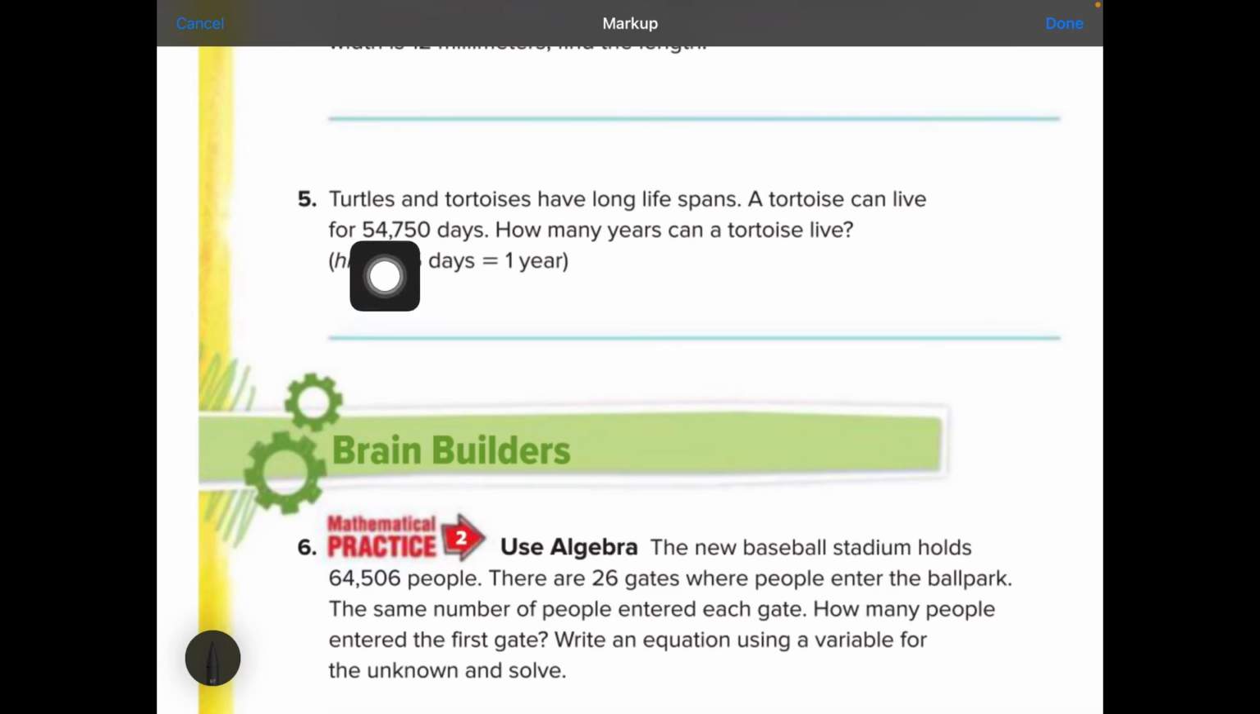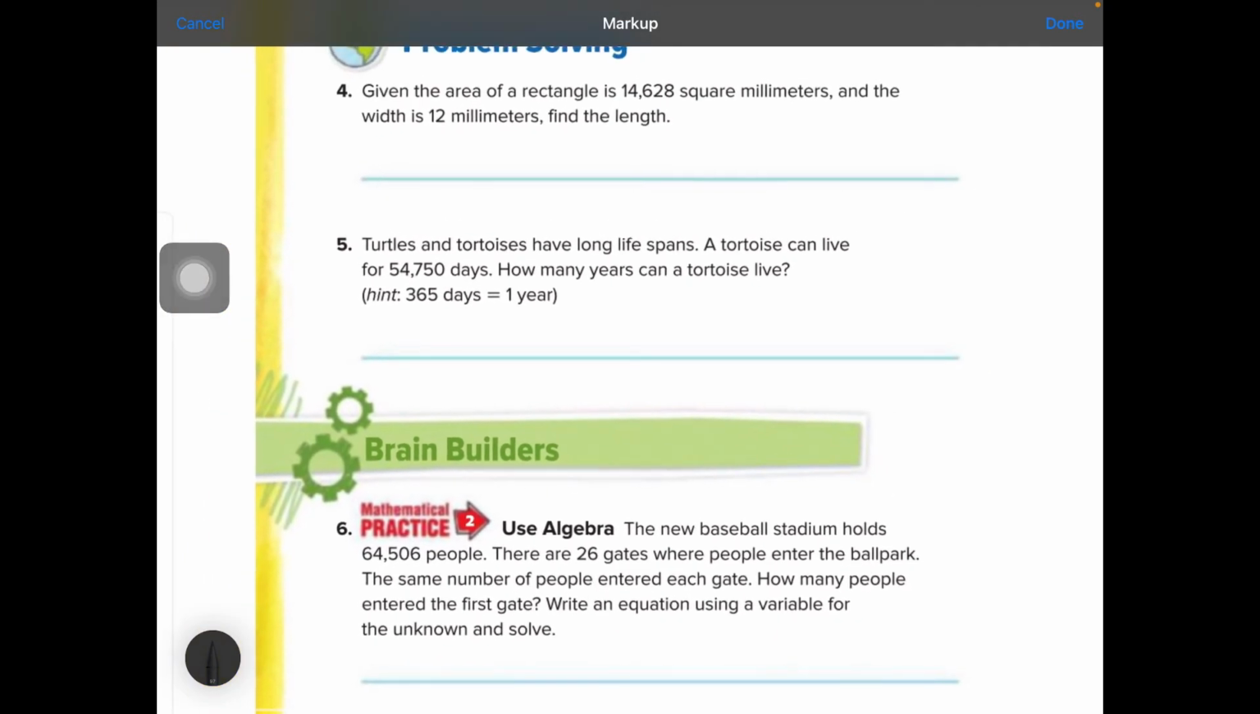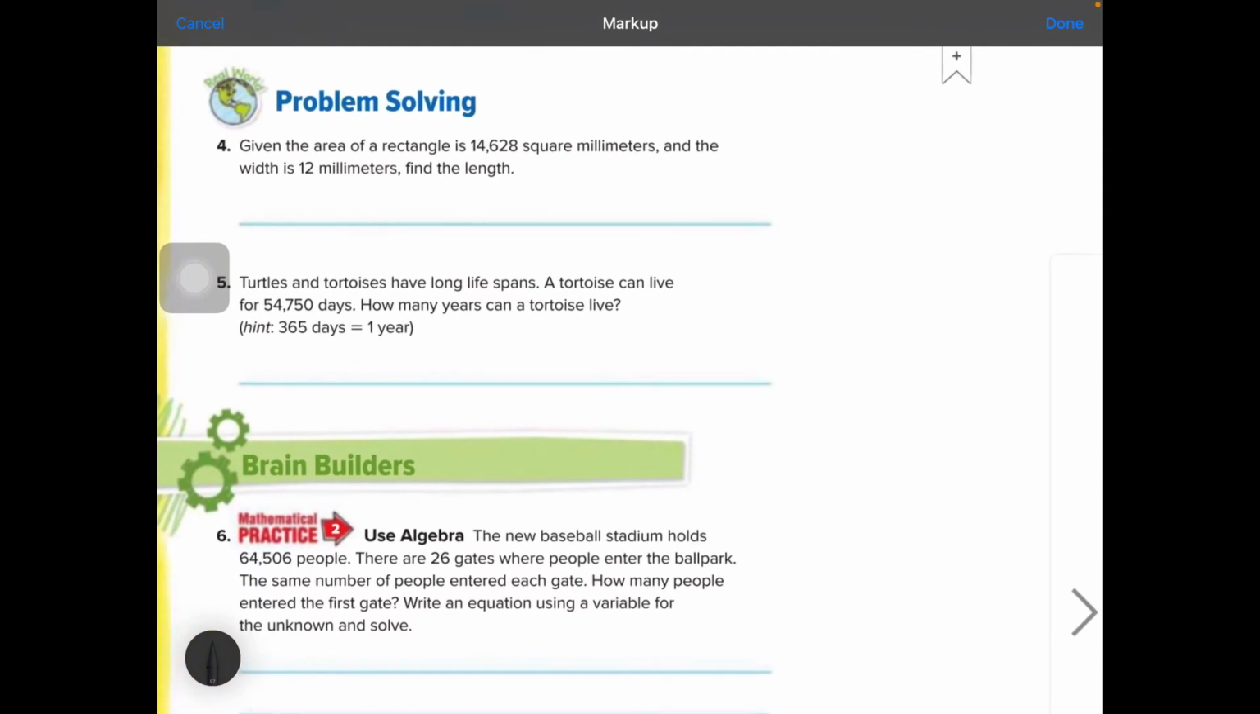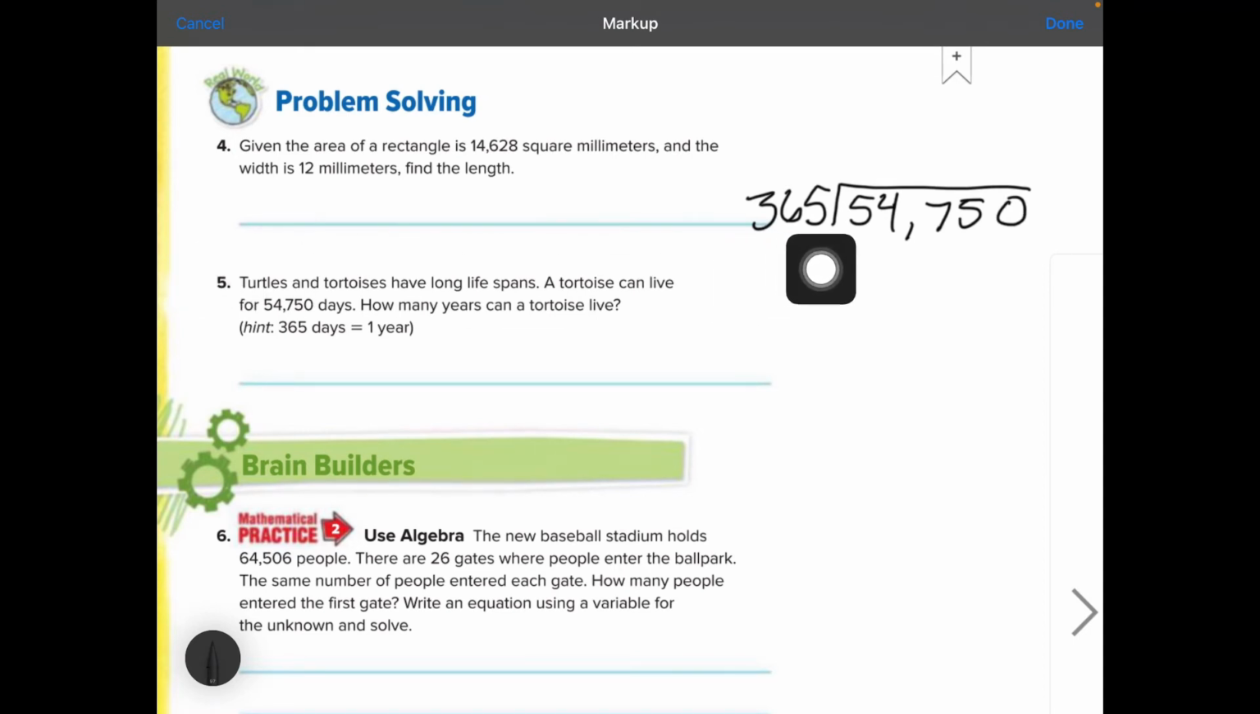Okay, so that many days equals a year. So they want us to divide that number into that one. Now, this book's trying to scare you by using this huge number, but you're going to be really surprised how easy this works out. So just bracket it up on your graph paper, because this one's going to take a lot of room. 365 will go into 54,750. There we go.